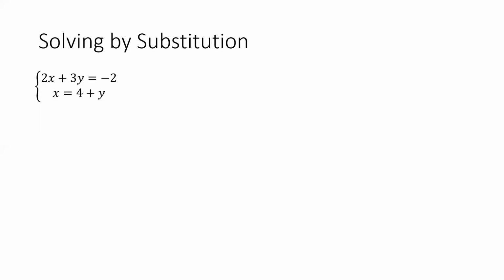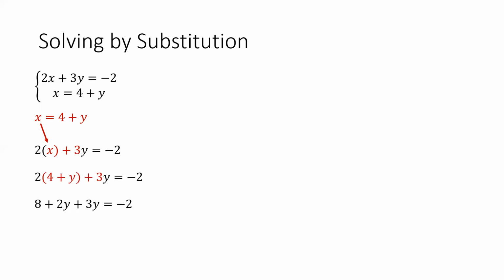So in this example, that's actually nicely done for us. I have x already solved for. What I do then is I take that x, I plug it into the first equation, and then I just go ahead and solve for my y. So 2 times 4 gets me 8, 2 times y gets me 2y. I would add the 2y and 3y together to get 5y, subtract over the 8 to get -10, and then I divide by 5 to get -2.